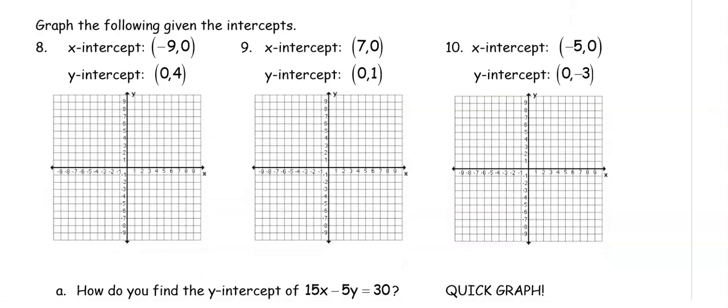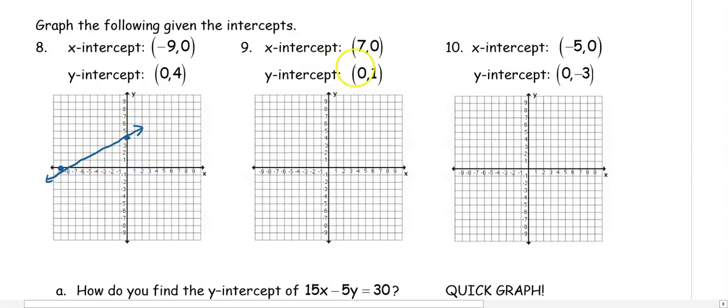So now let's switch and we're going to graph them when they give us the intercepts. The x-intercept is going to go on the horizontal axis and the y-intercept is going to go on the vertical axis. So the x-intercept is at negative 9, 0. The y-intercept is at 0, 4. And then we can connect our points to make our line. Make sure we have arrows on the end of our lines.